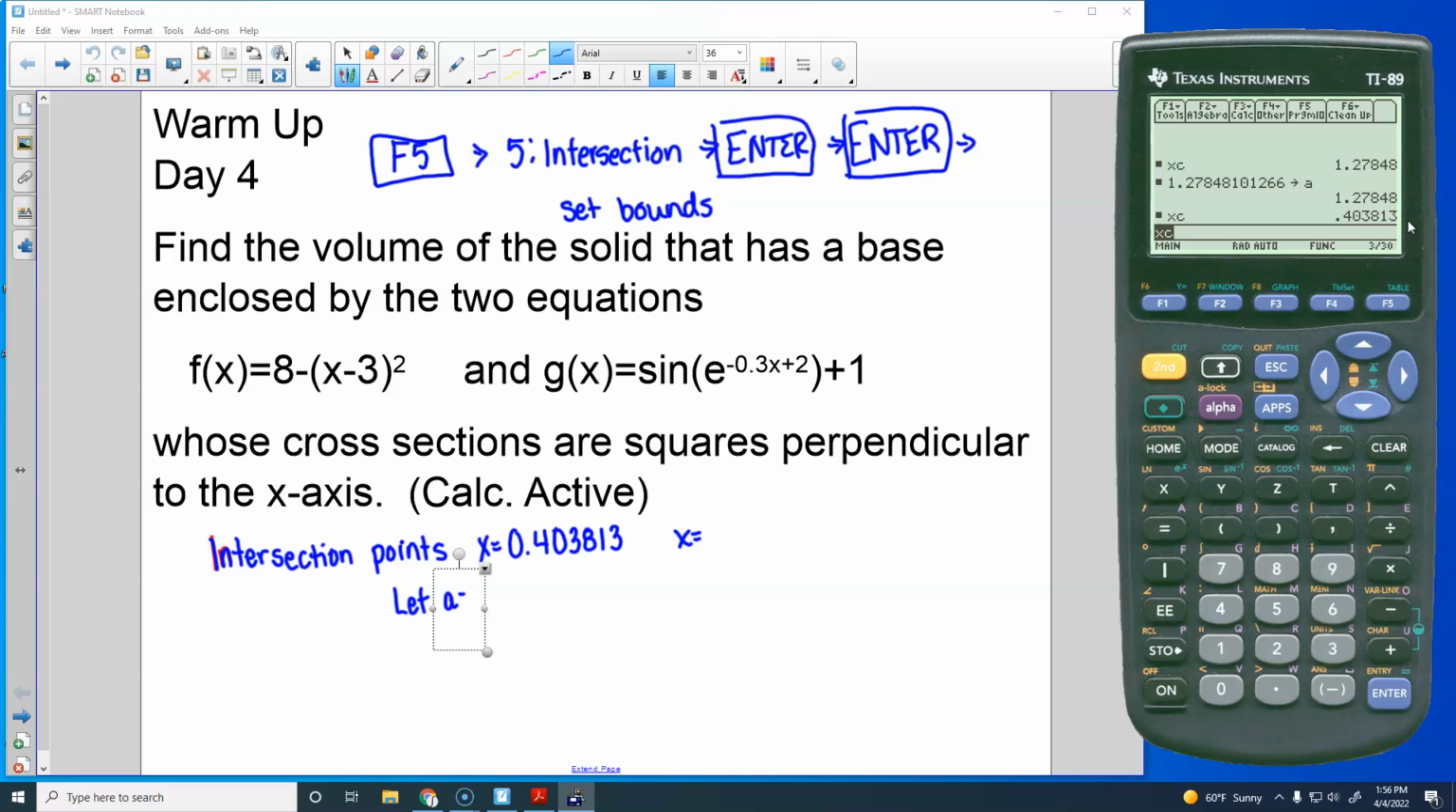You may have done the other intersection first. Oh, you got 0.54? I do not know. Check your y equals and make sure your equations are correct. Okay, quiet please.